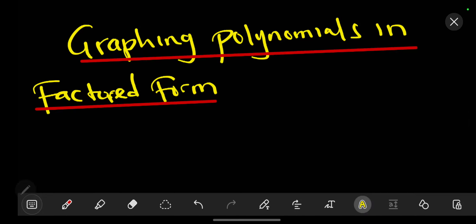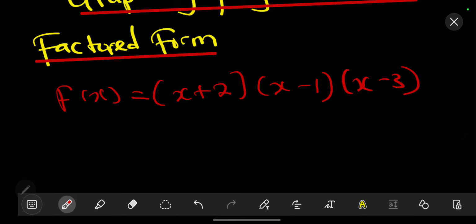So here today we are going to be graphing polynomials in factored form. So let's say we have this equation, then we are required to graph this one. So firstly, find the x-intercept.